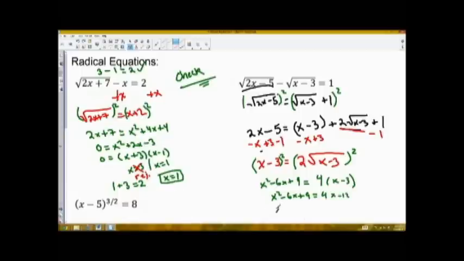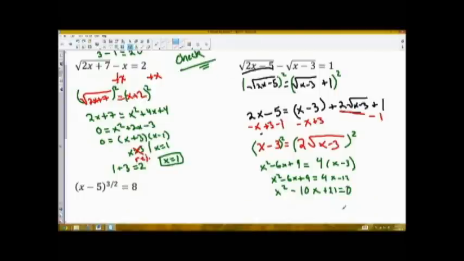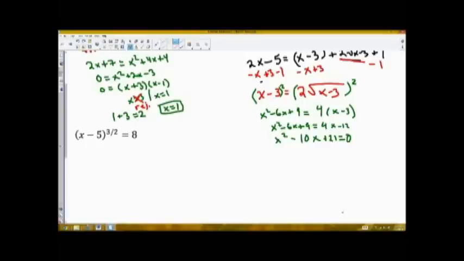Get everything to one side: x squared, subtract 4x from both sides will be minus 10x, and add 12 to both sides. 12 plus 9 is 21 equals 0. I need some more space, so I'm going to scroll down. I then need to try to factor this. Well, what multiplies to 21 and adds to negative 10 would be negative 7 and negative 3.